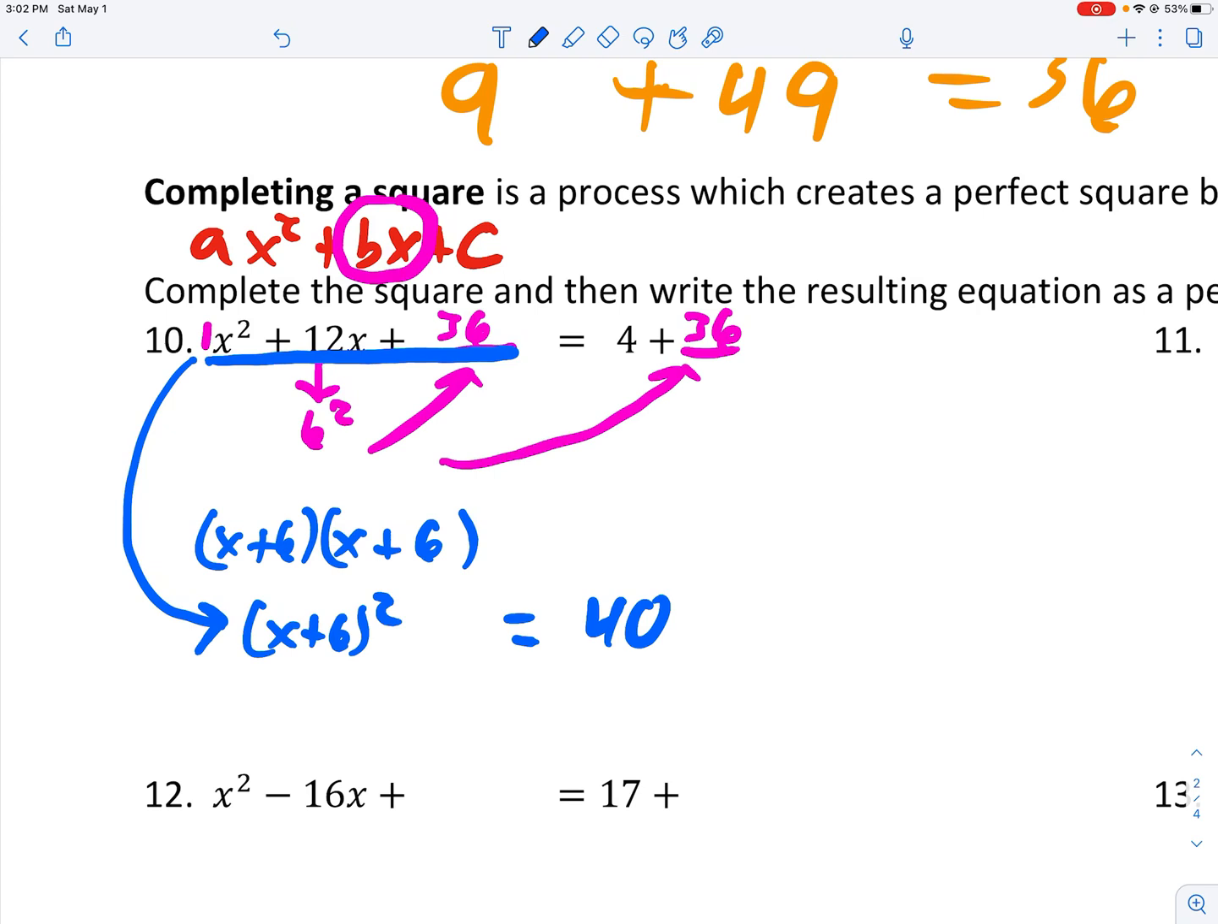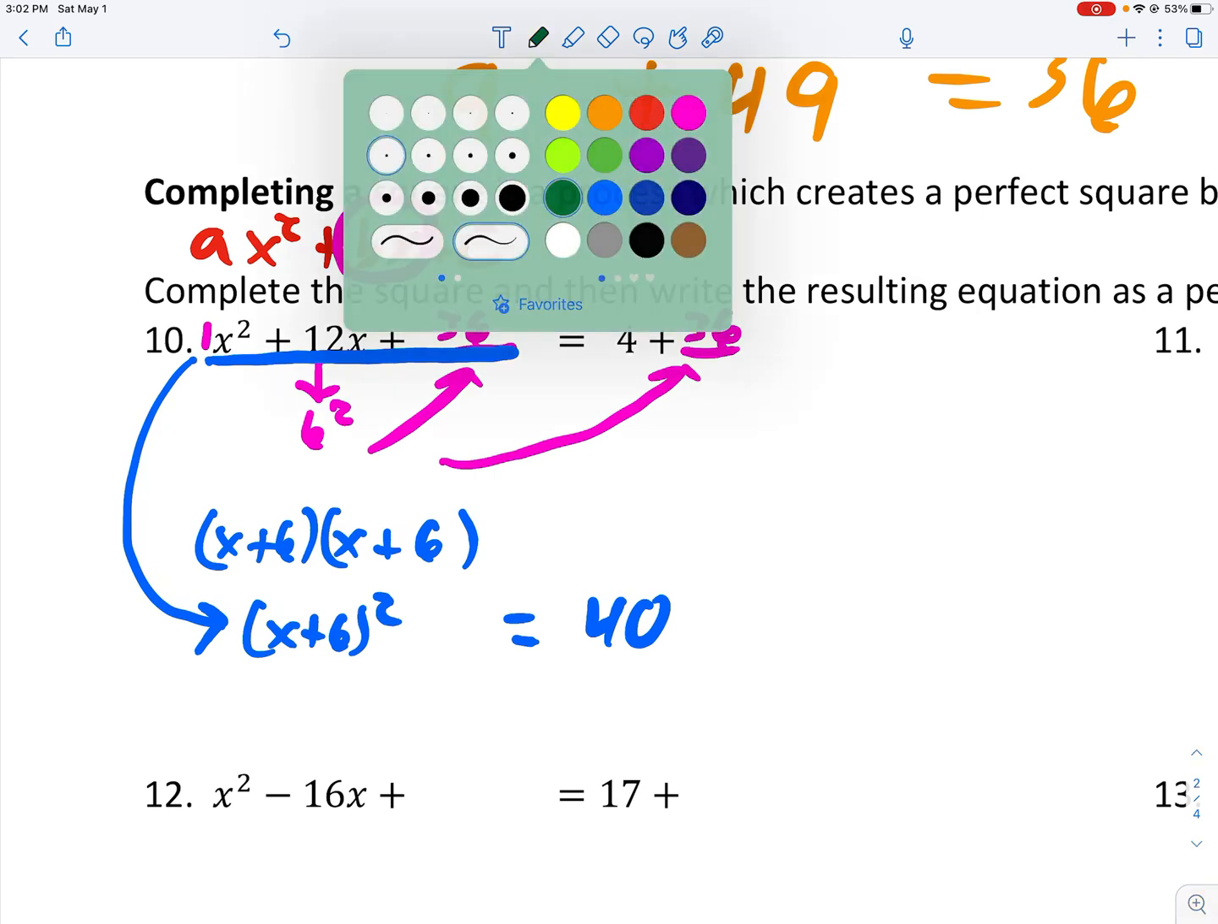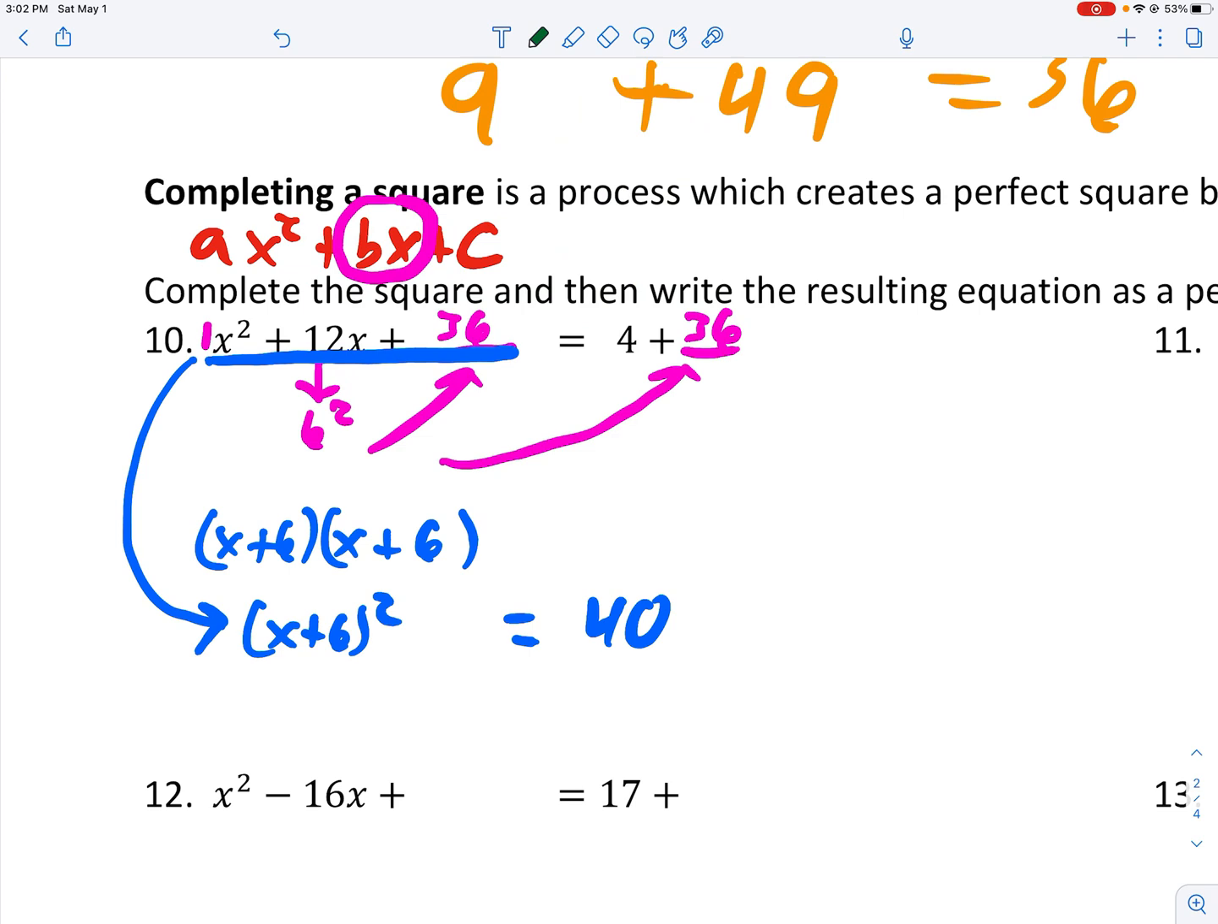Now, some of you might be asking, do I really have to factor that trinomial every time? No, if you pay attention to a pattern. Notice, if you take the b term and divide it by 2, that is what it's always going to factor to. Notice it's a 6, so it factors to x plus 6 squared. If it was a 2, it would be x plus 2 squared. If it was a negative 3, it would be x minus 3 squared. Whatever you get when you divide the b term by 2, that's what your trinomial is going to factor into.